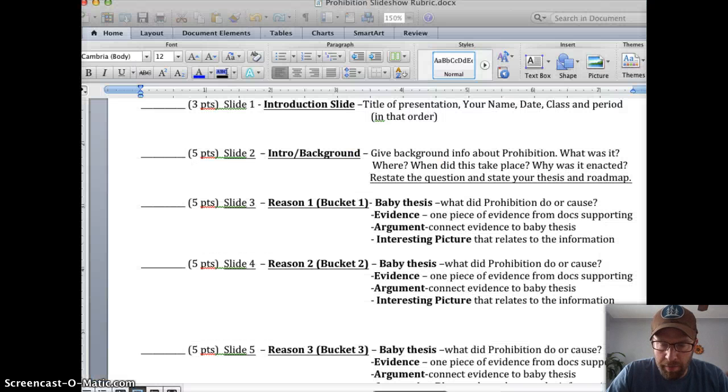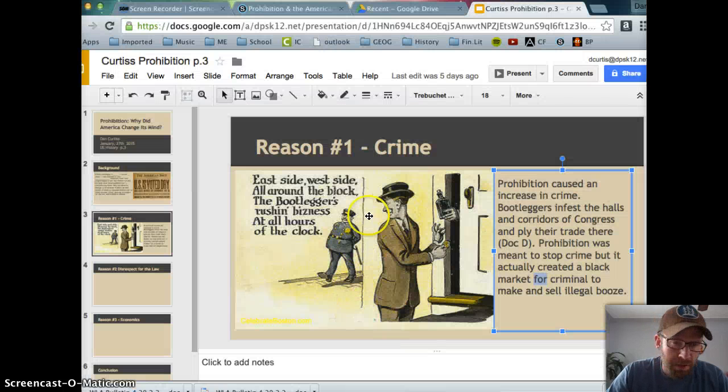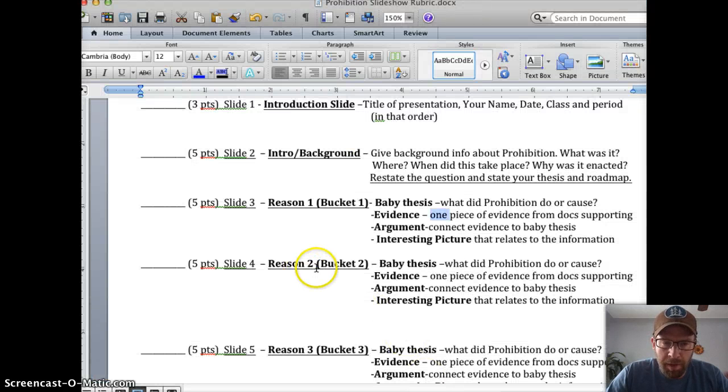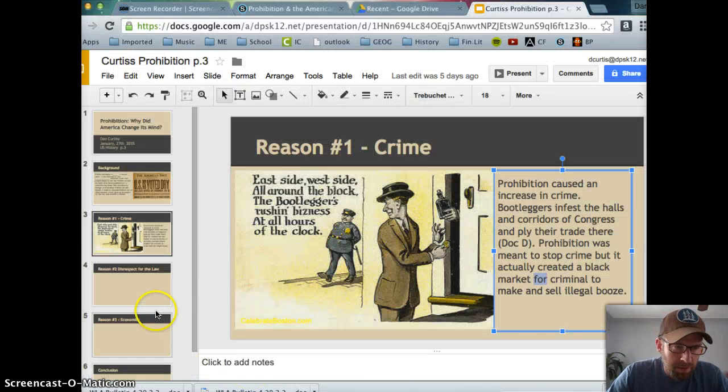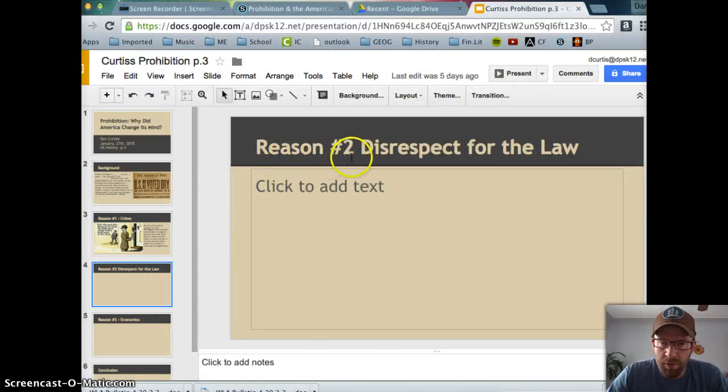And then the last thing it says, interesting picture that relates to the information, and obviously you can see that's here. All right, keep the pictures reasonable. I don't want to see gangsters shooting other gangsters' heads off and that kind of thing. Keep it school appropriate, all right? So we're about to be done here, guys. I'm not going to go through the rest with you because I didn't do the complete slideshow, because that's for you to do. Reason 2 or bucket 2, you can see I've got that here, but I don't have it filled in. Reason 2, disrespect for the law. That's where you guys need to fill in that section here.